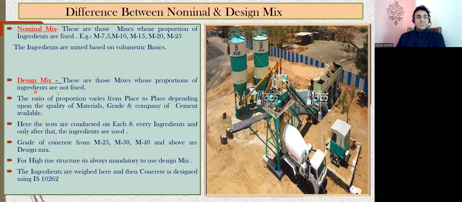Yeah. So that is why you can see it here. The ratio of proportion varies from place to place depending upon the quality of the materials, grade, and company of the cement available. Here, the tests are conducted on each and every ingredient, and only after that the ingredients are used. Like you're going to check the specific gravity of cement, of fine aggregate, of the coarse aggregate. Even for the water, you are going to do the quality testing, because we want the pH of the water between 7 and 7.5. Again, that is mentioned in the code book, like what the pH should be. Also, you have to check the organic matter that is present.